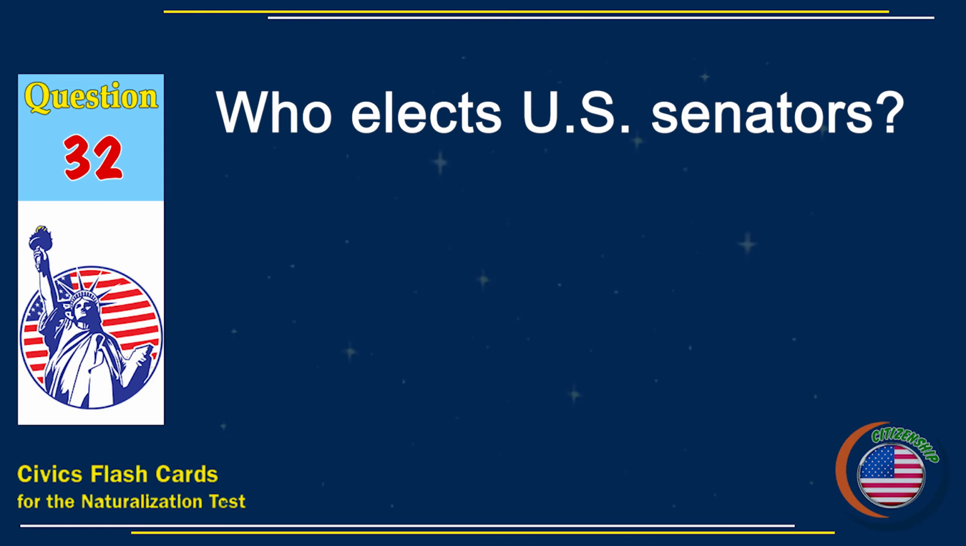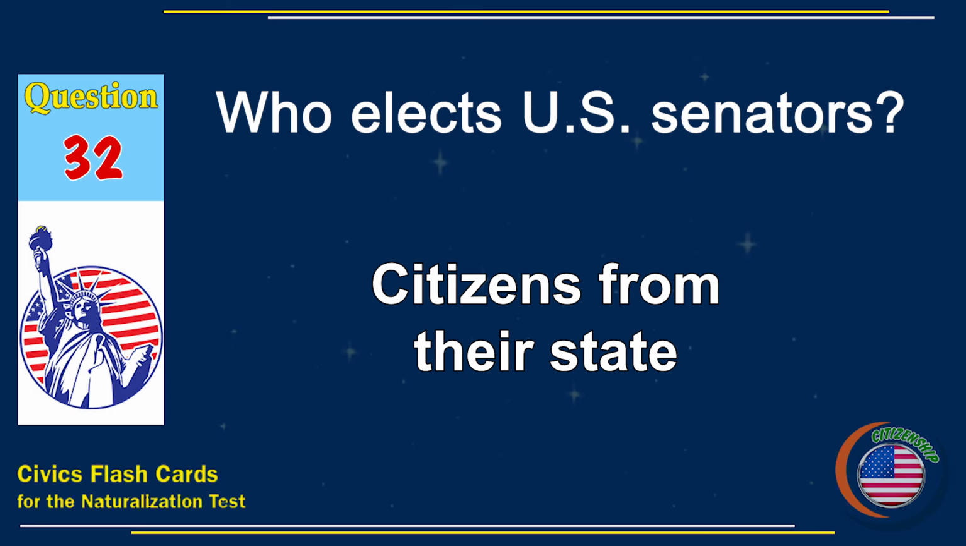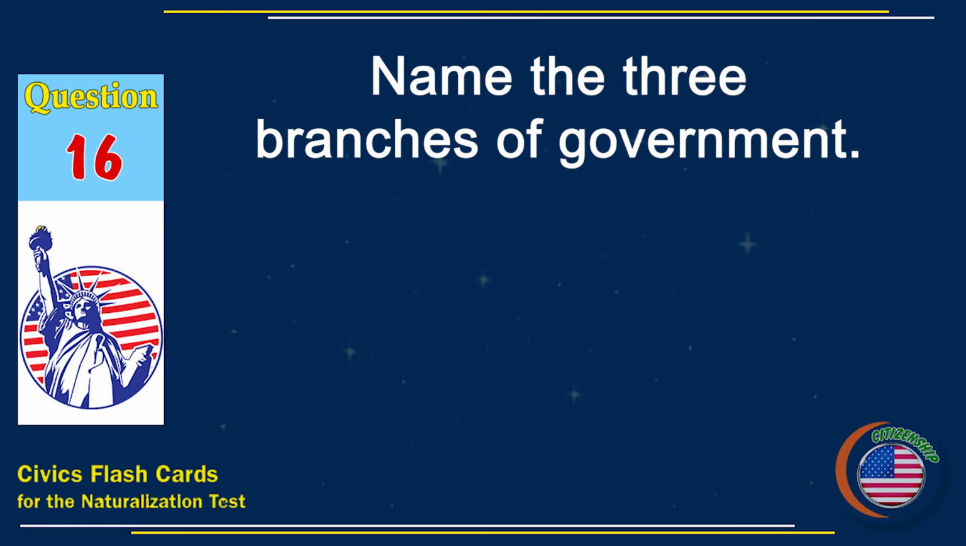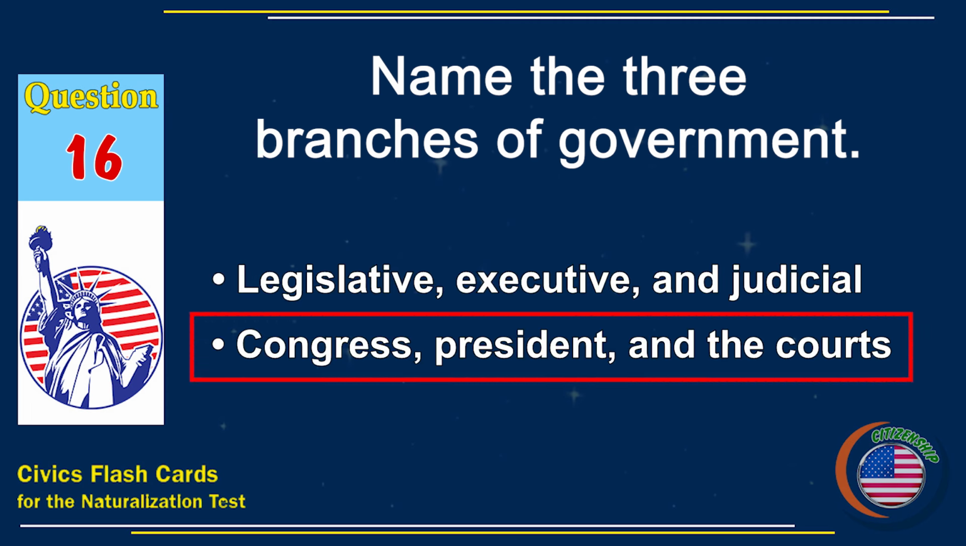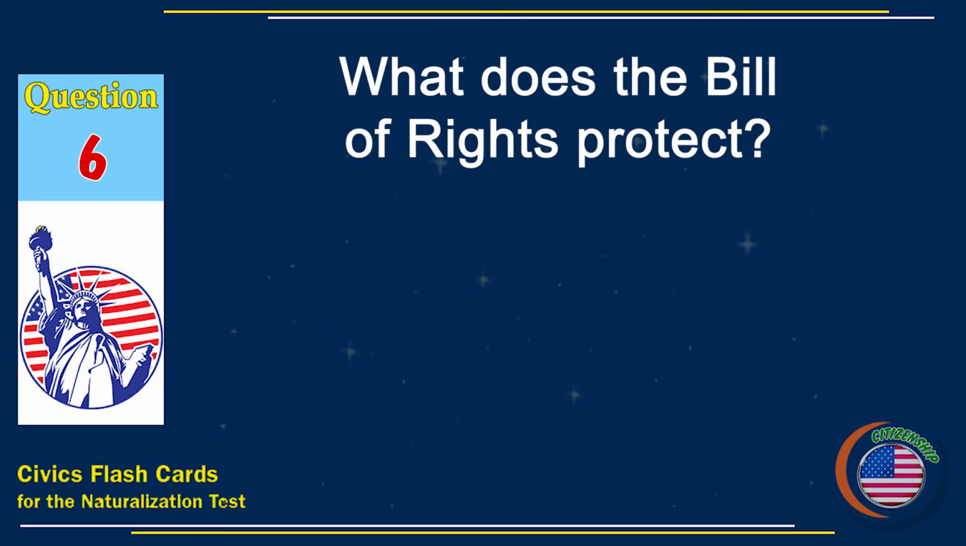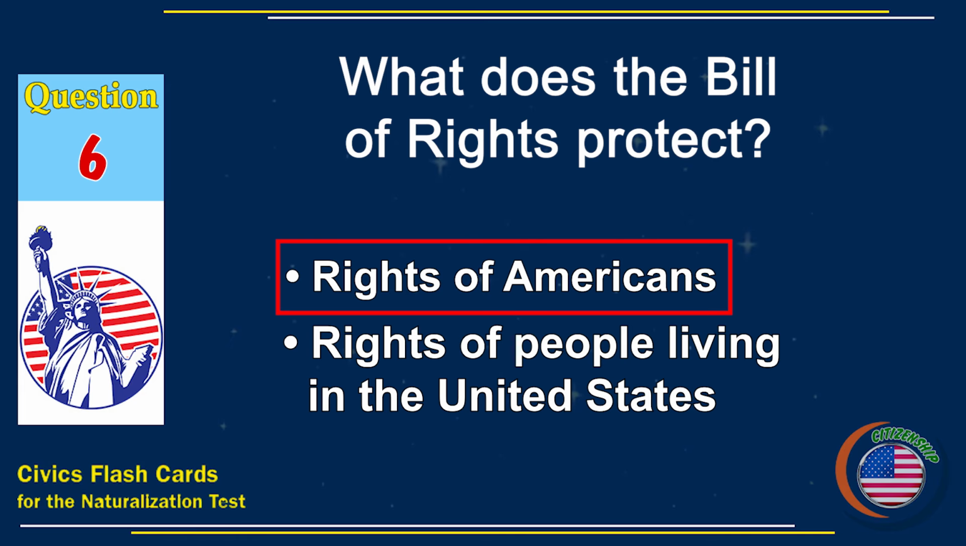Who elects U.S. senators? Citizens from their state. Name the 3 branches of government. Congress, President, and the courts. What does the Bill of Rights protect? Rights of Americans.